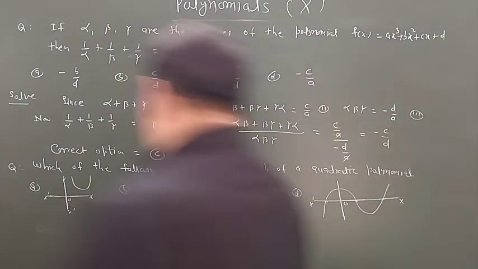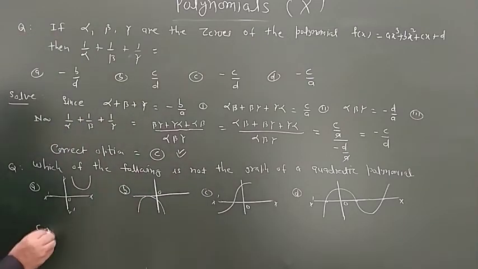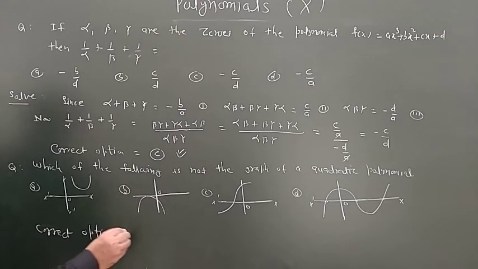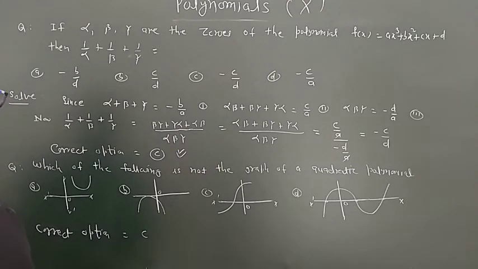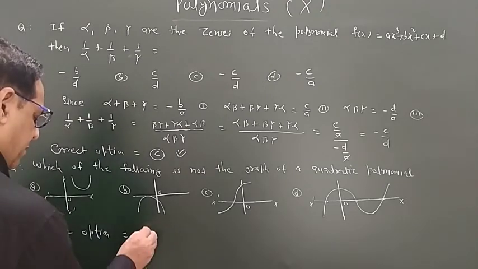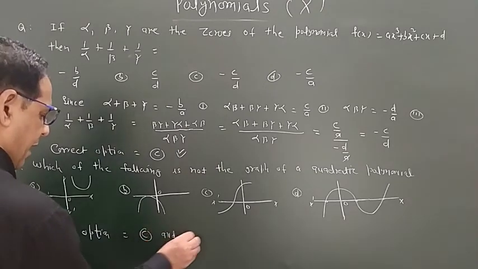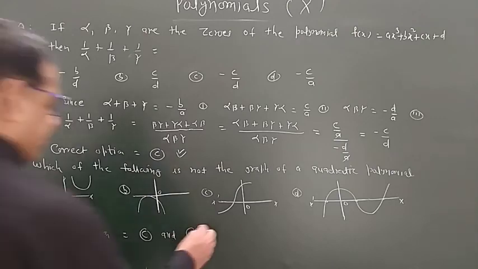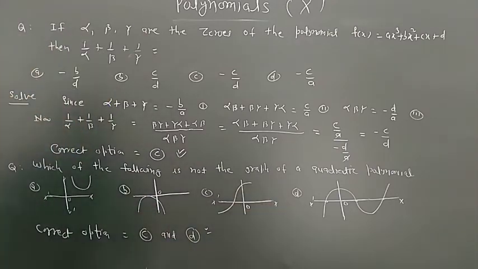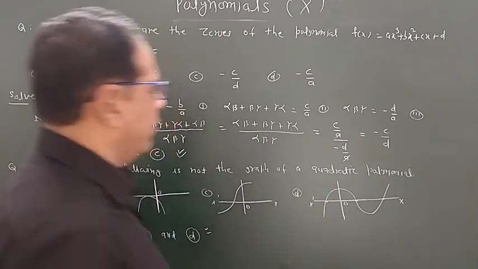So the correct options are C and D. These two figures do not show a quadratic polynomial.